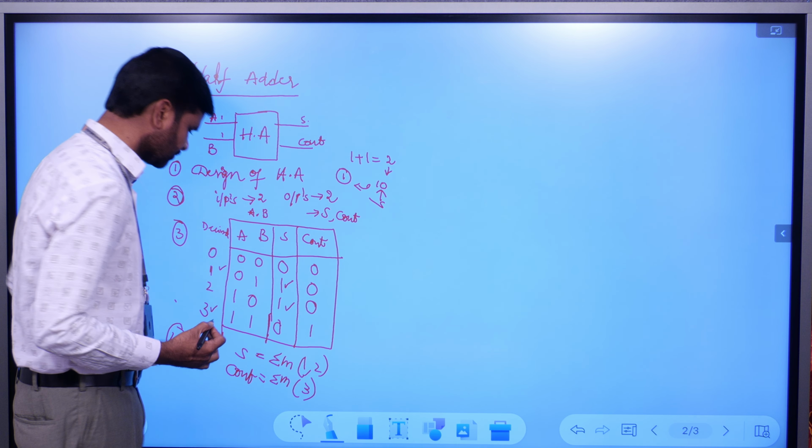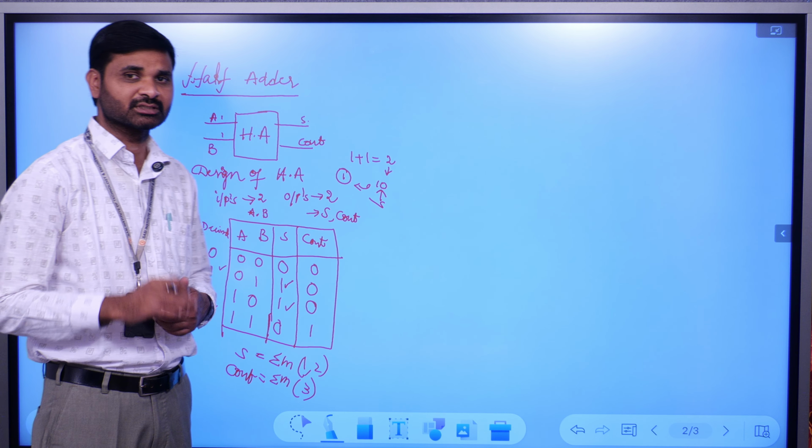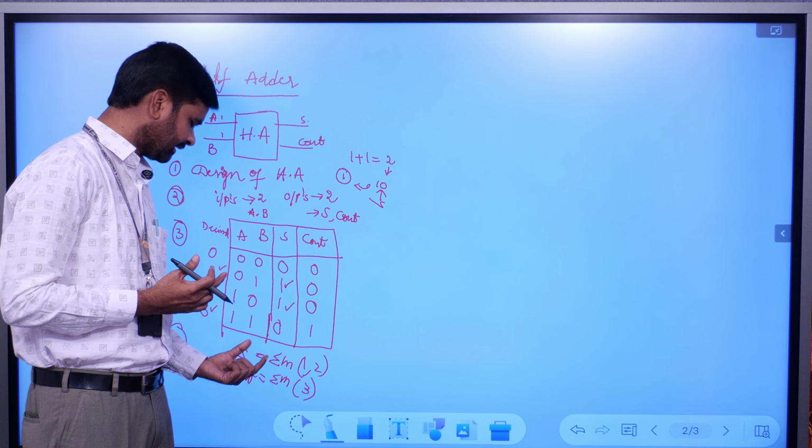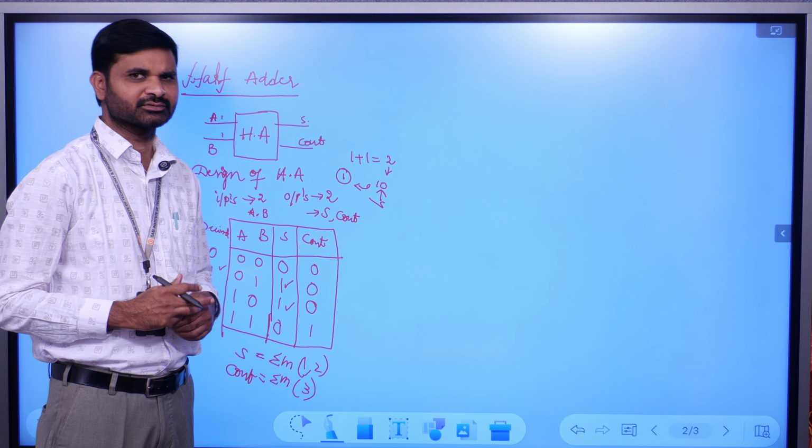These are the Boolean expressions in terms of sum of products, and we can also write these Boolean expressions in terms of product of sums.